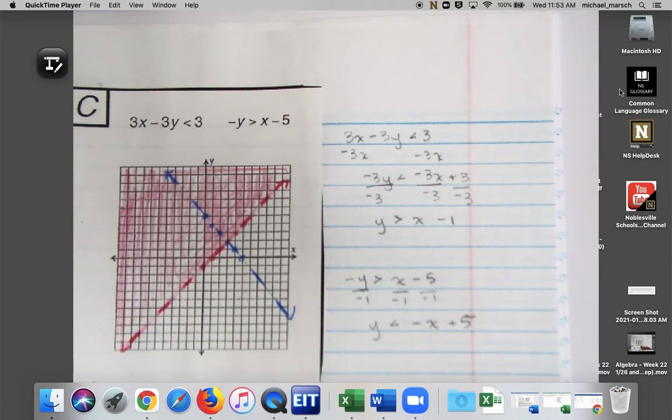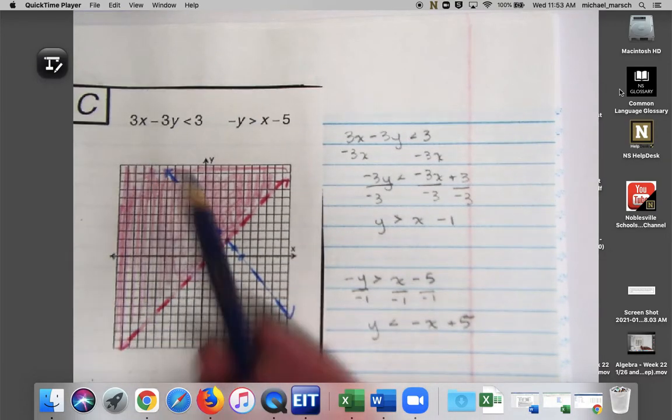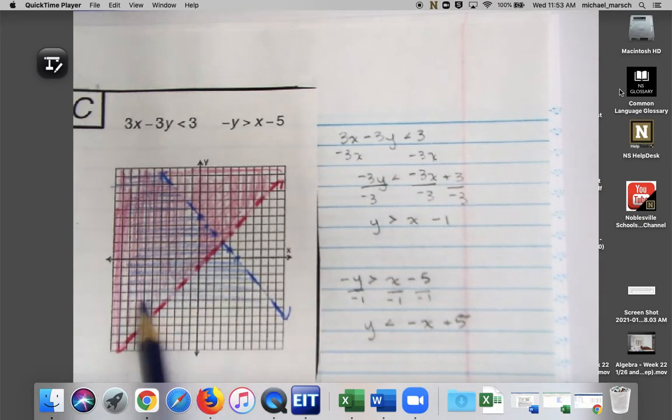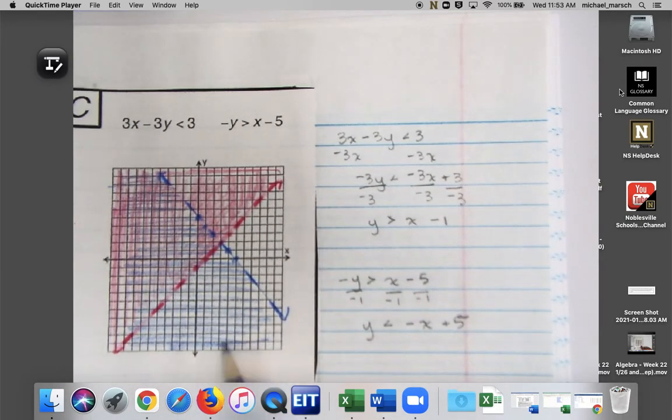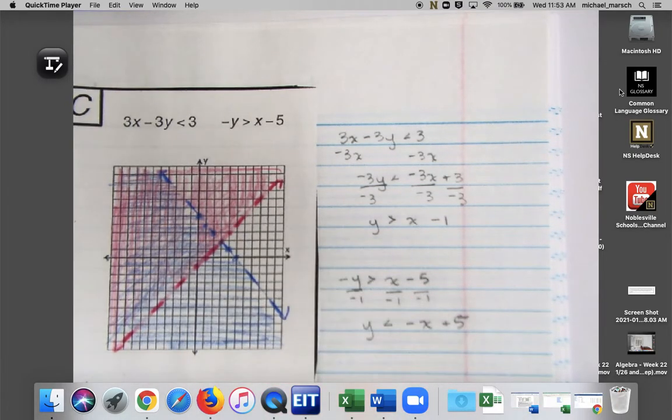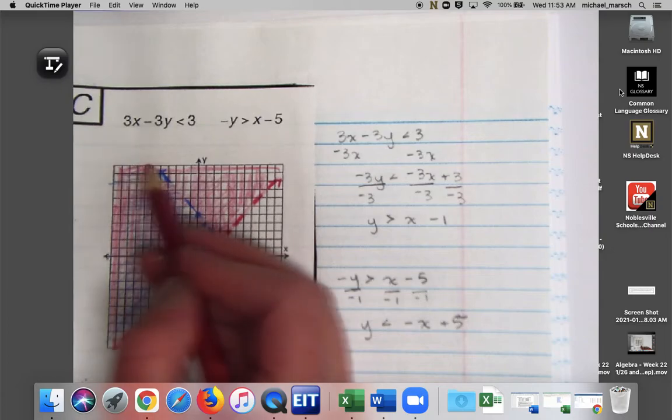And then the next one is 0 less than 5. So when I put my x's in here, 0 is less than 5. Sure is. So now I'm going to shade all of this. So I've got basically half of the page as the shaded parts.